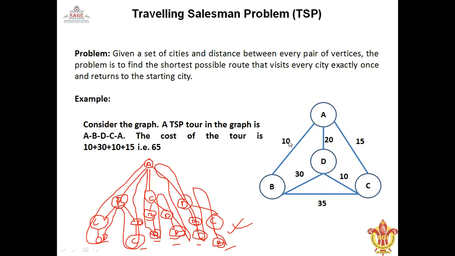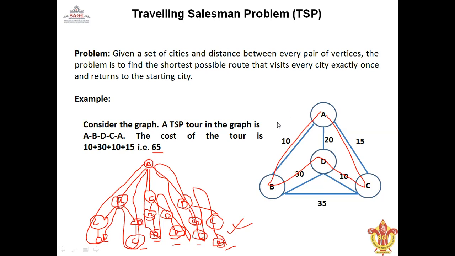Okay, so it is clearly visible here. The shortest path will be A to B, B to D, D to C, and C to A. And the cost will be 65. Okay. A to B is 10, 25, 10, 15. So this will be the minimum.